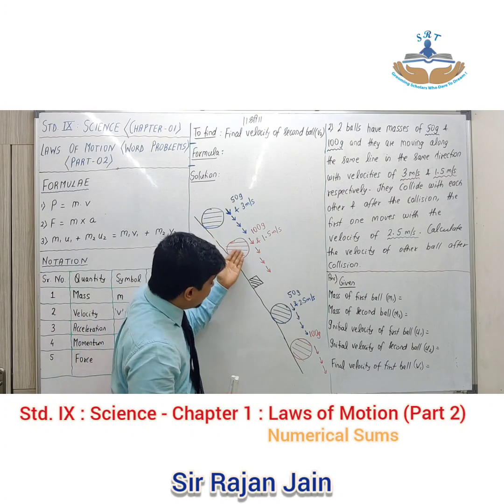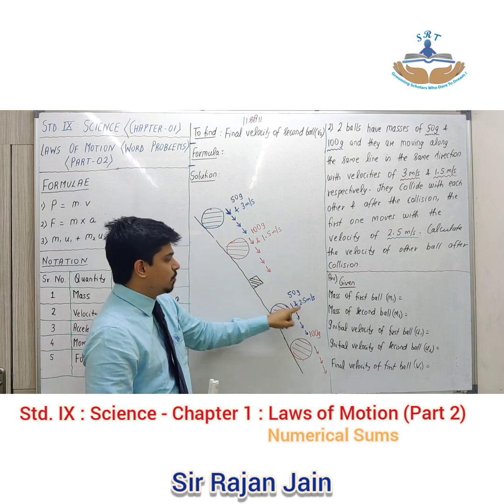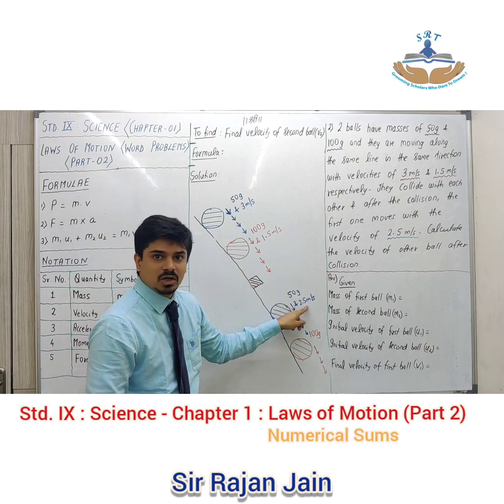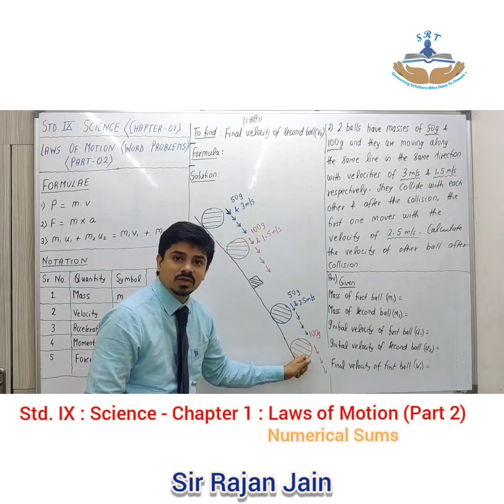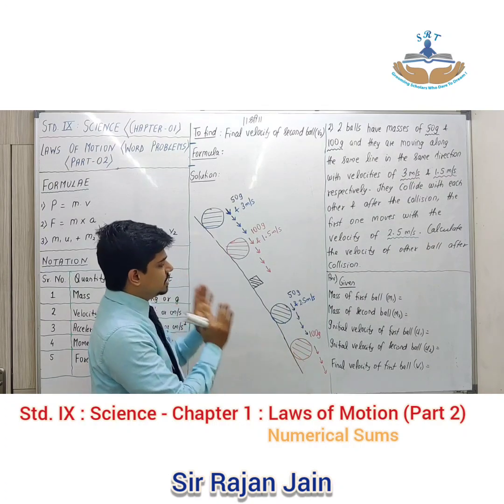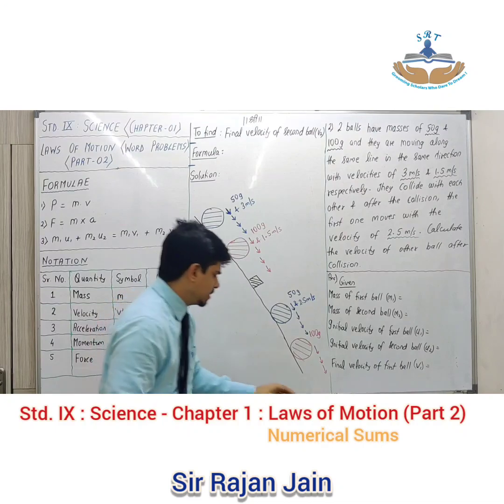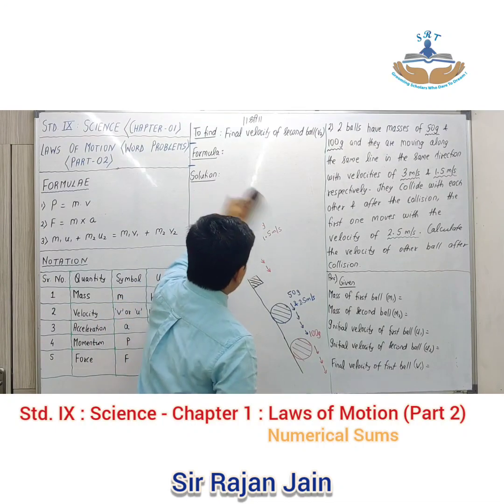Getting my point? After the collision, the first ball is moving ahead with a velocity of 2.5 meter per second. I want to find the velocity of the second. Diagrammatically, did you understand what is happening over here? Okay, let's see the solving part now.